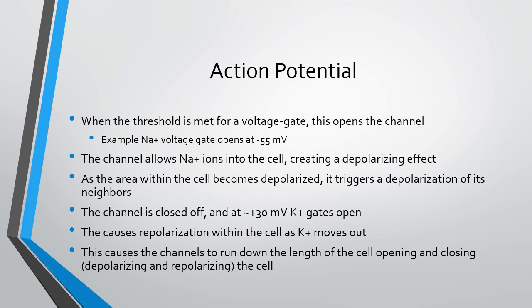Once the potential in the cell reaches about +30 millivolts, this causes potassium voltage-gated channels to react. They will begin to open, allowing potassium to flow out of the cell in larger amounts than the leak channels. This allows the cell to begin the process of repolarization.